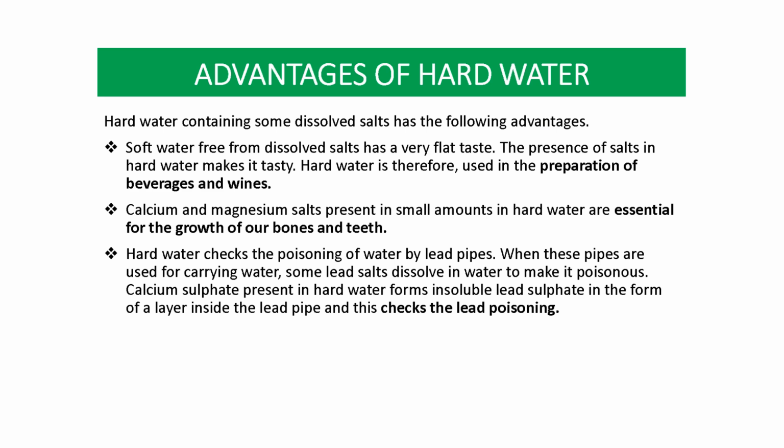Sometimes water flows in lead pipes. If we use lead pipes for carrying water, some lead salt dissolves in the water. When lead dissolves in the water, the water will be poisonous because lead is not good. So calcium sulfate present in hard water forms insoluble lead sulfate. It will form a layer inside the lead pipe and checks the lead poisoning. So we know that we check lead poisoning with the help of hard water. These are the advantages of hard water.